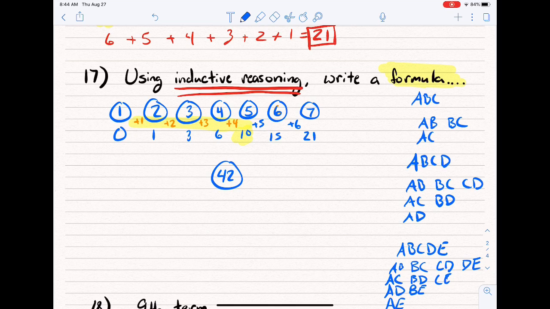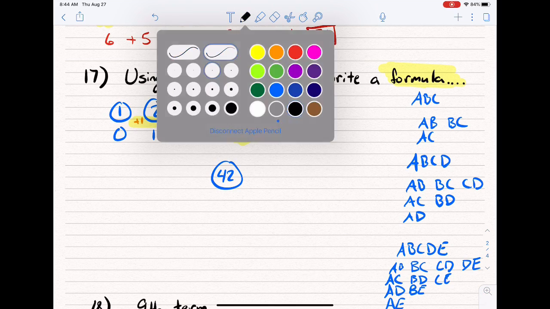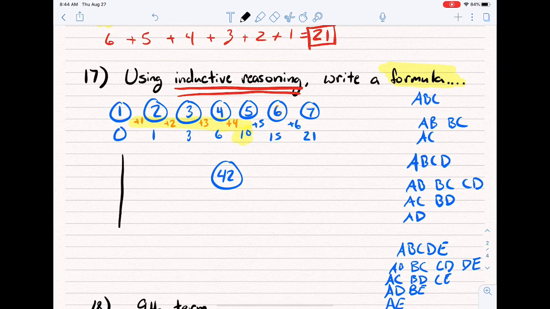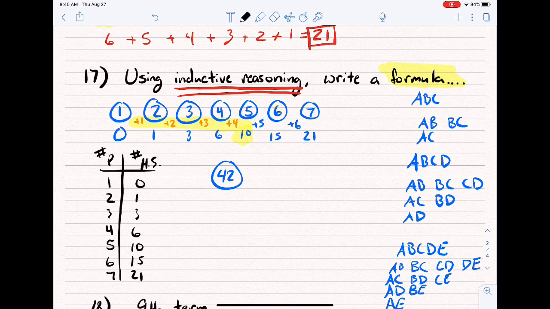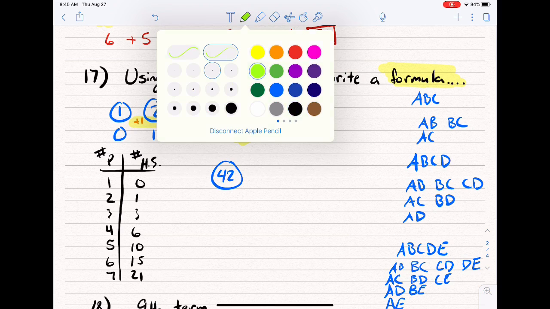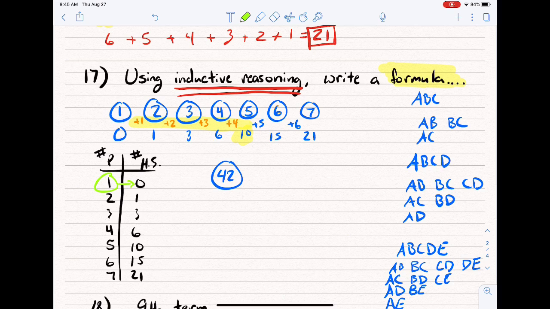I've got to look and see what pattern I have. And when I say that, let's take a look at these numbers. Let's put them in a little XY table or something. This is number of people, and this is number of handshakes. So with 1 person, you get 0. 2 people, you get 1. 3 people, you get 3. 4 people, you get 6. And 5 people, we got 10. And 6 people, we got 15, and 7 people, we got 21. So the question is, do you see a relationship that will take you from this number to that number? And it's the same relationship that would take you from this number to that number.